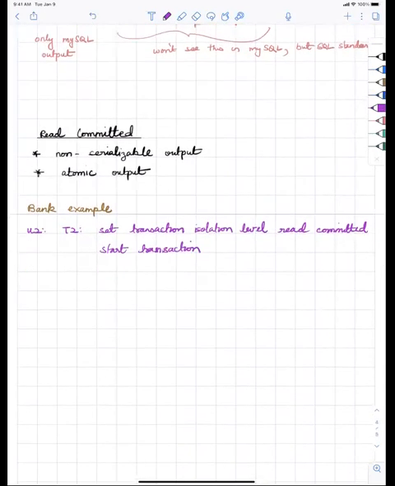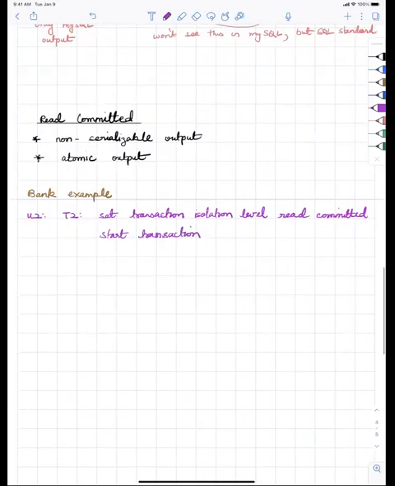T1 is a start transaction. Like I've said, T1 is updating. This is only for reads. So let's again look at the outputs.